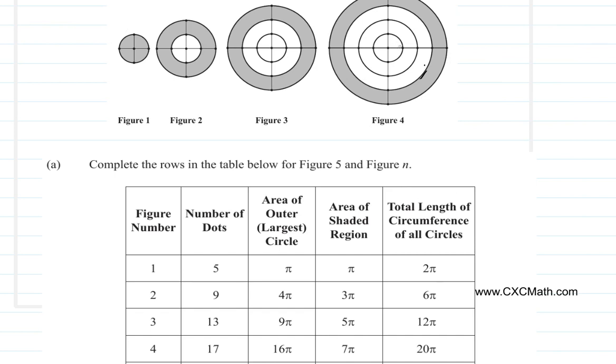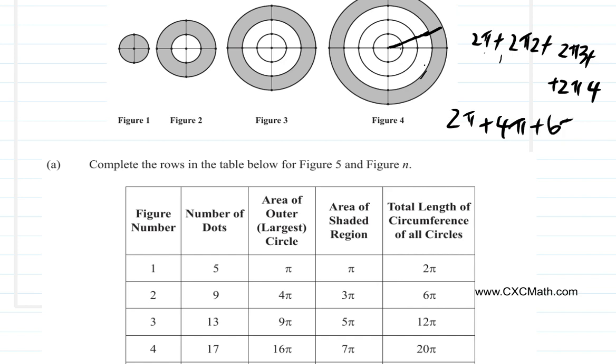The 20 pi would be the inside, 2 pi r, which is 2 pi, plus radius 2, 2 pi by 2, plus radius 3, 2 pi by 3, plus radius 4, 2 pi by 4. So what you have is 2 pi plus 2 twos, 4 pi, plus 2 threes, 6 pi, plus 2 fours, 8 pi. 4 and 2, that's 6. 6 and 6, 12. 12 and 8, 20. Okay.